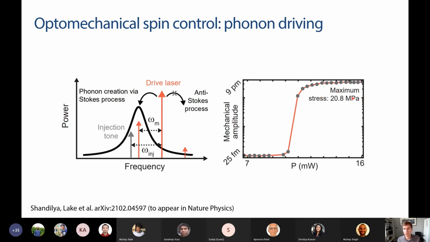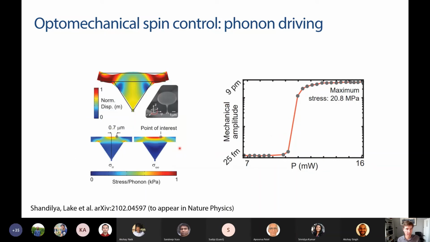And this creates a stress in our system, which is on the order of 20 megapascal. So you can basically imagine a 20 megapascal stress oscillating at about 2 gigahertz in this device. And we can actually control the frequency of these oscillations by injecting a tone that we can tune, which is just a little bit detuned from this drive laser, and that gives us a fine tuning of the exact frequency at which these mechanically oscillate. And this creates stress in our device, which, as I mentioned earlier, is concentrated in the middle. And our goal is basically to look at how that stress modifies the spin states of the NVs at that point.